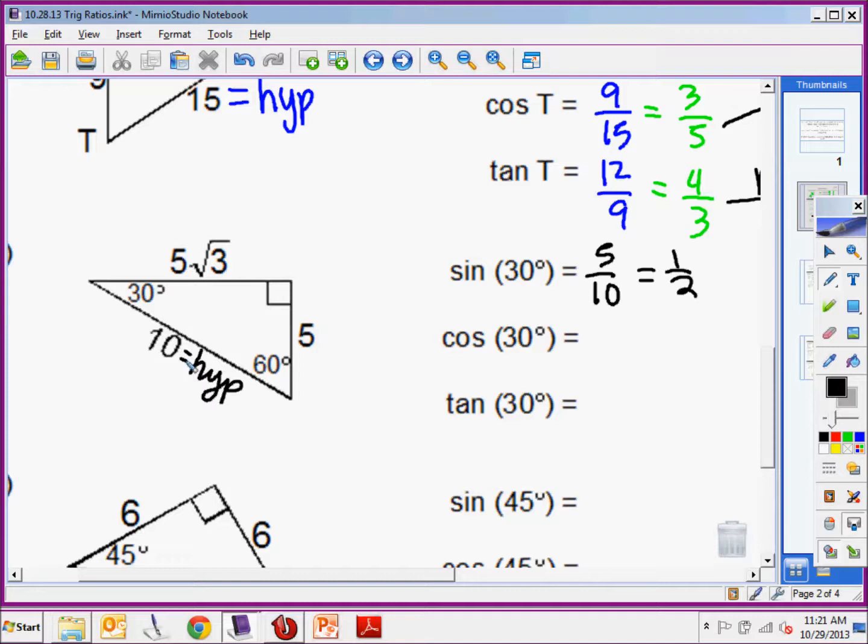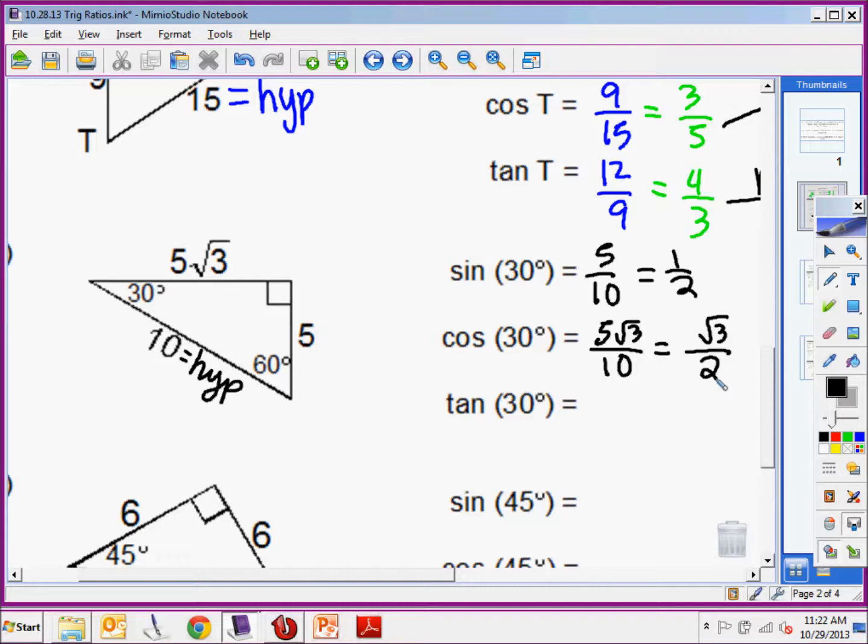Alright, cosine means what? Adjacent over hypotenuse. So from 30, what is the adjacent? 5 square root of 3. So 5 square root of 3 over 10. Do I have another radical for my radical to be combined with? No. So I leave the square root of 3 alone. Can I simplify my numbers now? Yes. What's 5 divided by 10? 1 half. So it's square root of 3 over 2. Is there any point of putting a 1? No, because anything times 1 is itself.